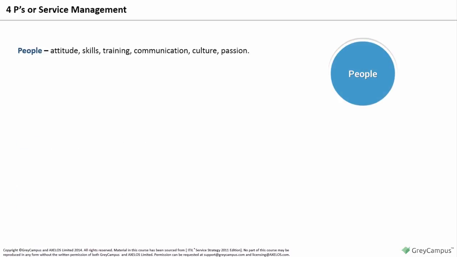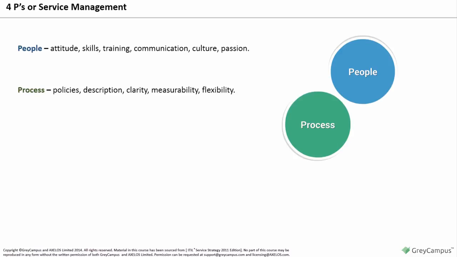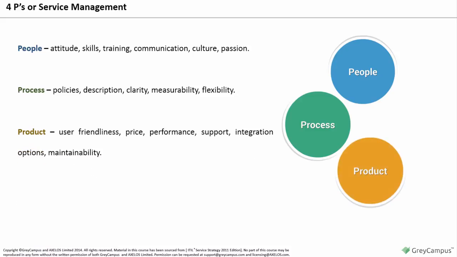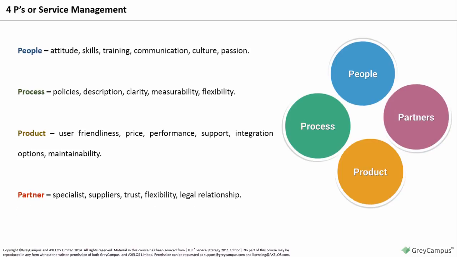There are 4 P's of service management: people, process, product, and partner. Here are some attributes of all of them. People: attitude, skills, training, communication, culture, and passion. Process: policies, description, clarity, measurability, and flexibility. Product: user-friendliness, price, performance, support, integration options, and maintainability. Partner: specialist, suppliers, trust, flexibility, and legal relationship. A right balance of these is very crucial for the service provider to add value to the customers.